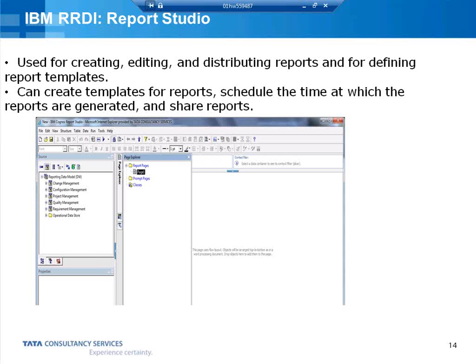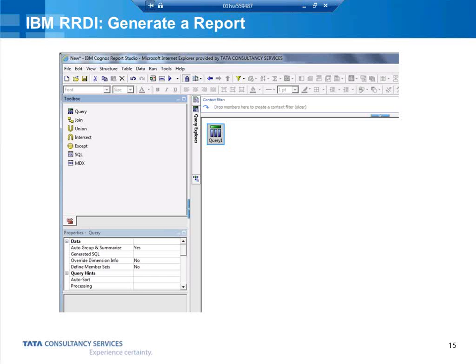Then comes your query explorer. I'll try to show in one small snapshot exactly what the scenario is and what the execution steps are for creating one simple report with RRDI. Moving to slide number 15, the heading is IBM RRDI, generate a report. I'll just wait for the view to load.